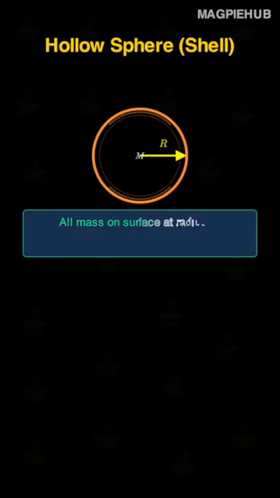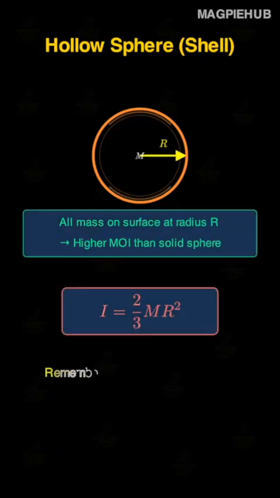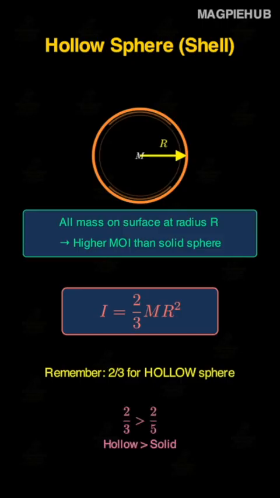The hollow sphere or spherical shell of mass m and radius r. In a hollow sphere, all the mass sits on the surface at radius r. Unlike the solid sphere, where mass is distributed throughout the volume, here, all mass is at maximum distance from the center. About any diameter, I equals 2/3 mr squared. Remember, 2 over 3 for a hollow sphere. 2/3 is greater than 2/5, confirming that hollow bodies have higher moment of inertia than solid bodies of the same mass and radius.